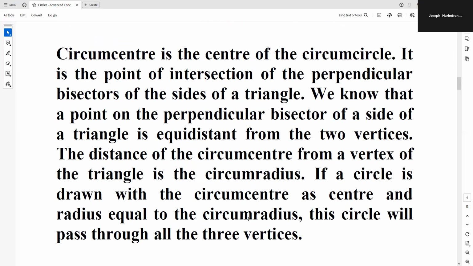So that itself shows that it is the radius, and we can draw a circle. The distance of the circumcenter from a vertex of the triangle is the circumradius. If a circle is drawn with the circumcenter as the center and the radius equal to the circumradius, this circle will pass through all the three vertices. This is about the circumcircle.